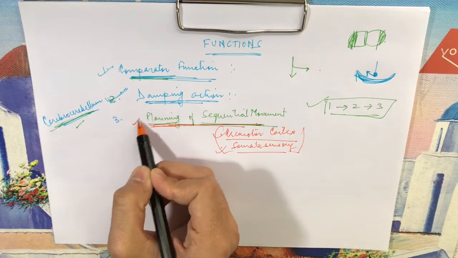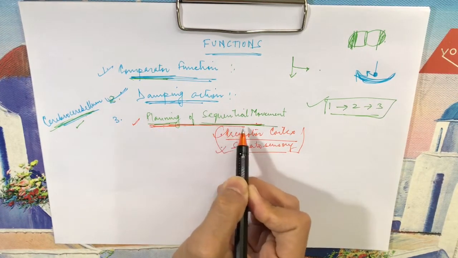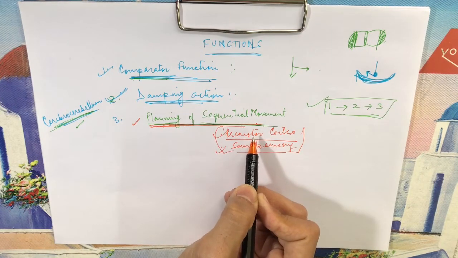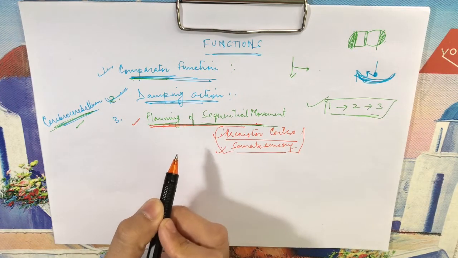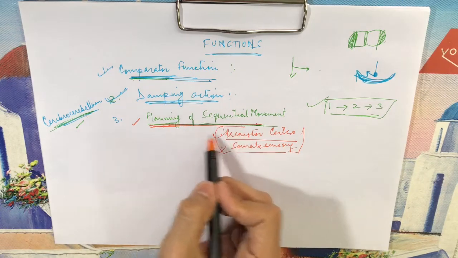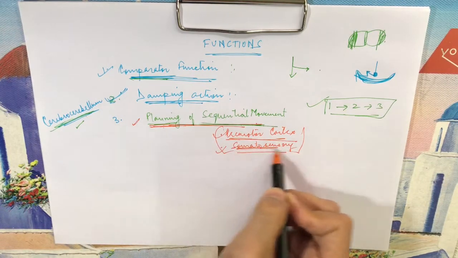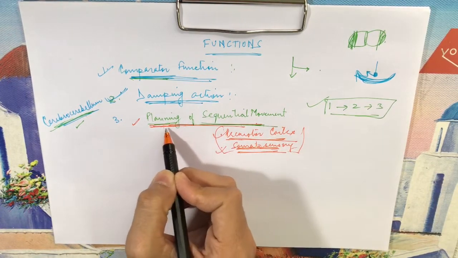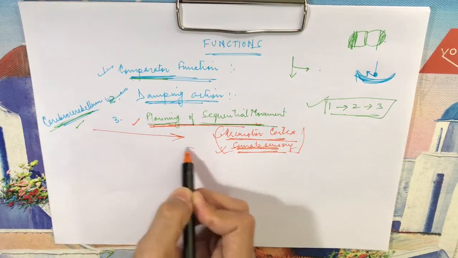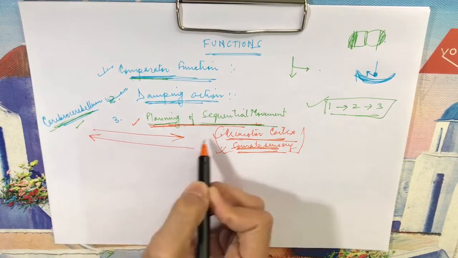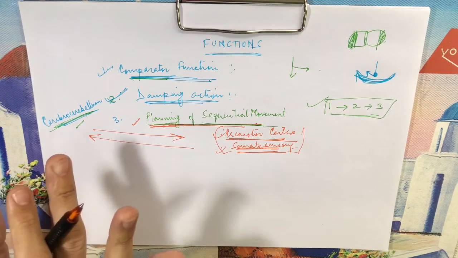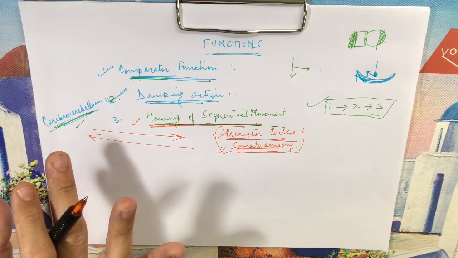So, the major function of the cerebellum is planning of the sequential movement. It is a two-way communication with the premotor cortex and the somatosensory cortex, and between the cerebrocerebellum, so the information keeps coming and going back. It's a two-way information flow.